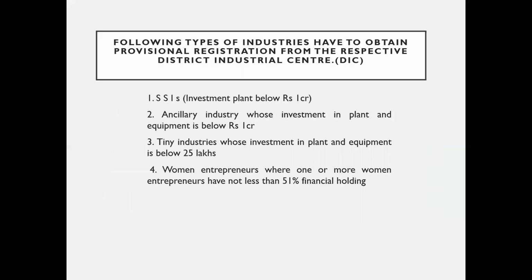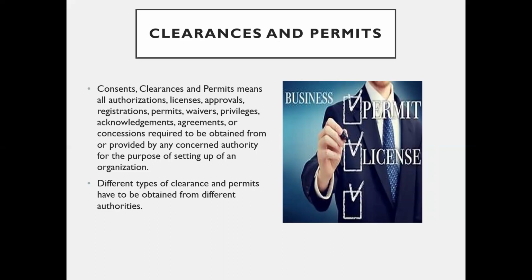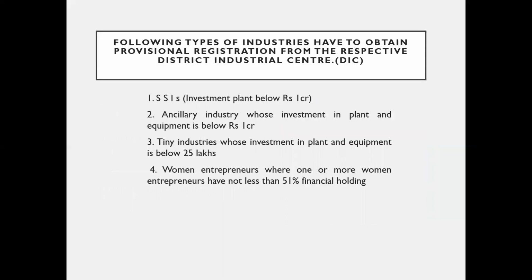Let's understand which types of industries have to obtain provisional registration from the respective district industrial center. That could be small scale industries with an investment plan below rupees 1 crore. Ancillary industries whose investment in plant and equipment is below 1 crore. Ancillary industries belong to SSIs only, where they work on ancillary products which are used for the manufacturing of other products. Next is tiny industries whose investment in plant and equipment is below 25 lakhs. Tiny industry also comes under SSIs only, but the investment is lesser than 25 lakhs.